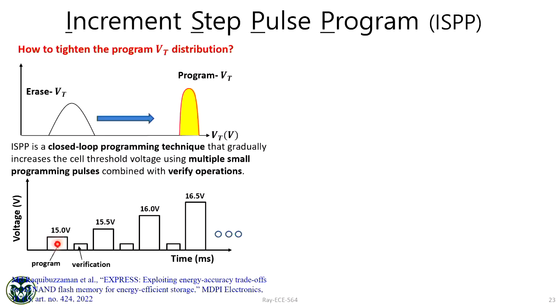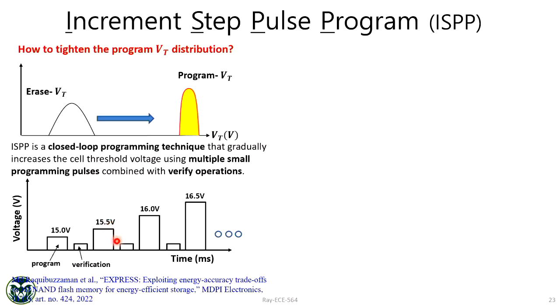So first you program with 15 volts, and in the next step you verify if a cell has reached its threshold voltage or not. So what is verify? Verify is just like a read operation. You put a threshold voltage or reference voltage and see who is conducting. If a cell is conducting, that means it still requires another program pulse. If a cell is not conducting, that means it has reached its threshold voltage. Okay, so you do program, verify, and next time you increase your programming pulse by 0.5 volt.